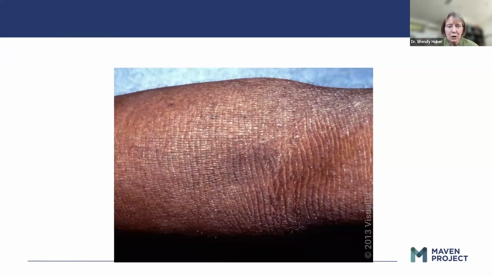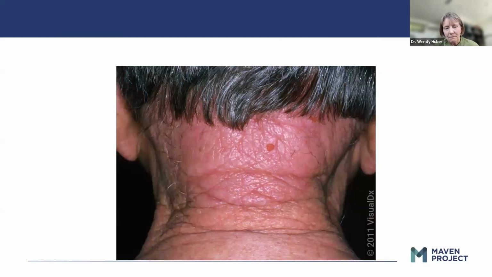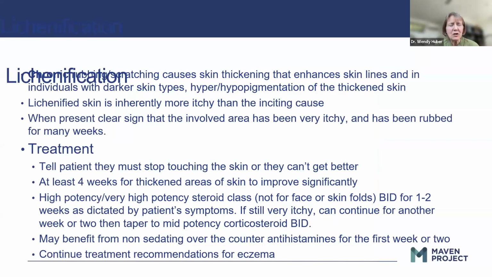Here again, we see very marked skin lines with a little bit of hypopigmentation and hyperpigmentation. And next slide. Very thickened skin, one excoriation, a lot of pinkness, and really marked skin lines as we're seeing. Next slide. So this is lichenification, and I'm sorry that this slide is not formatted great, but basically this is a sign of chronic rubbing.